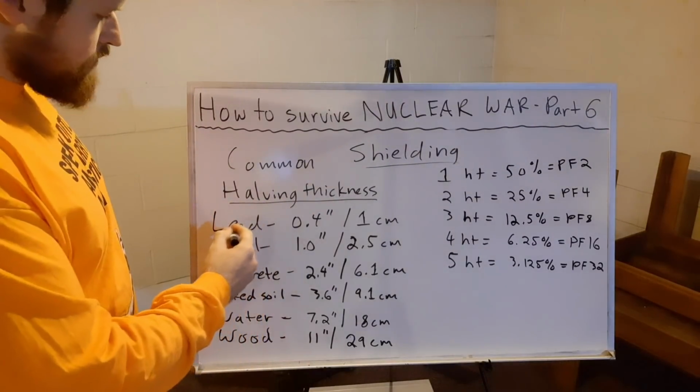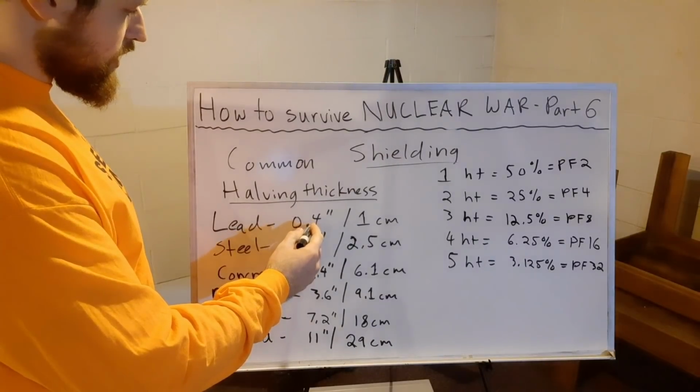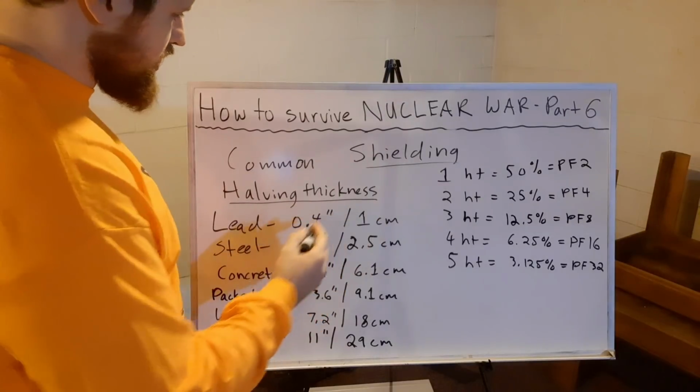So we have lead. The halving thickness for lead is 0.4 inches or 1 centimeter.